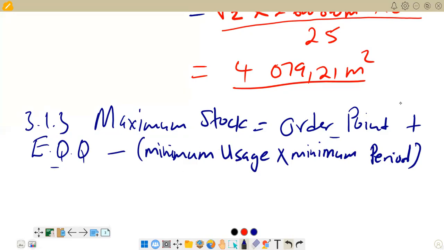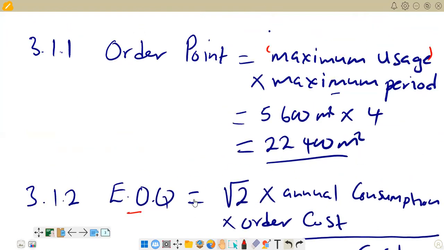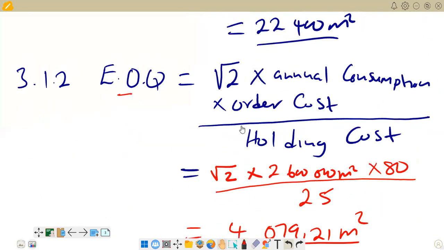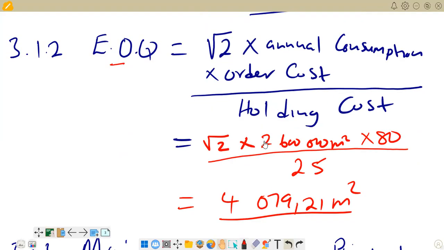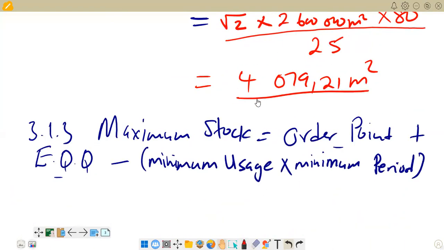So let's check the figure that we have for order points. We go up to check what we found in terms of order point. Order point is 22,400. Then economic order quantity is here 4,079.21. So we are going to substitute those figures there.